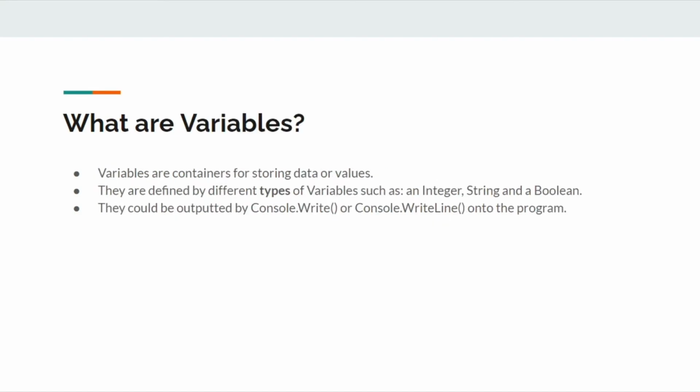So, what are variables? Variables are containers for storing data or values. They are defined by different types, such as integer, string, and boolean, which we're going to be going through in today's tutorial. They can be outputted by Console.Write or WriteLine onto the program. So Console.Write and WriteLine we're also going to go through, which is probably the most basic thing in C# right now. So let's get on to Visual Studio.